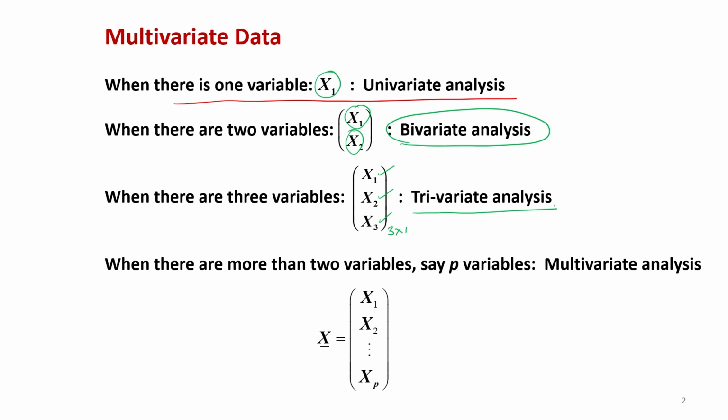And similarly, if you have more than two variables, say p variables, suppose x1, x2, up to xp, then we express them in the form of a vector like this, with all of x1, x2, up to xp in the vector. So, this becomes a vector of order p cross 1, and this is denoted here as x underscore, which means x is a vector. And based on this, when we do any analysis, that is usually called a multivariate analysis.